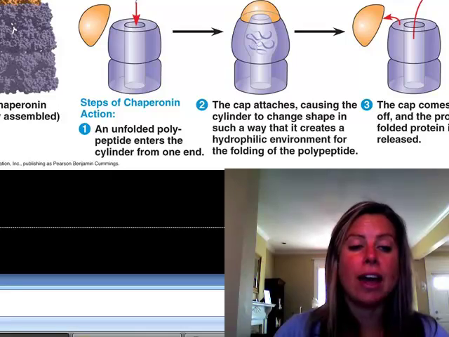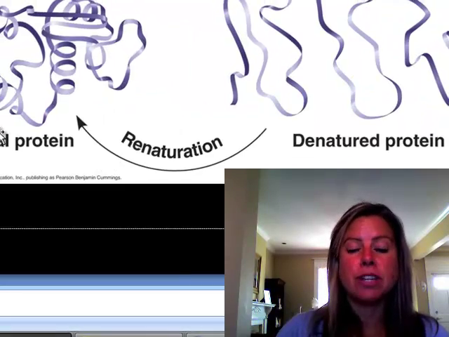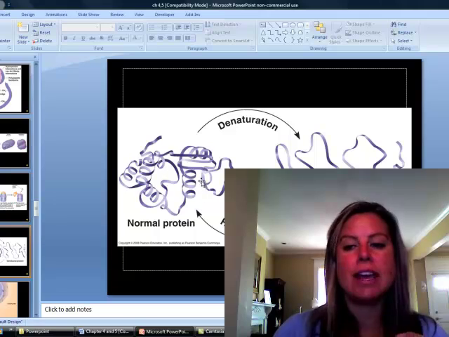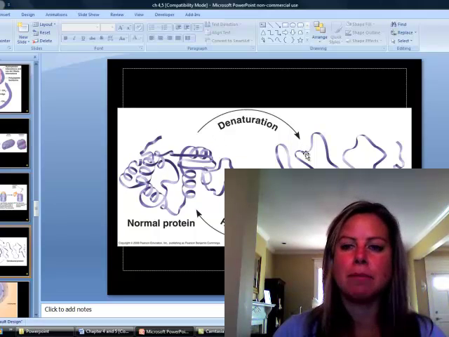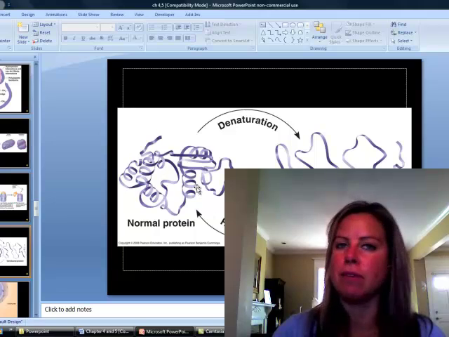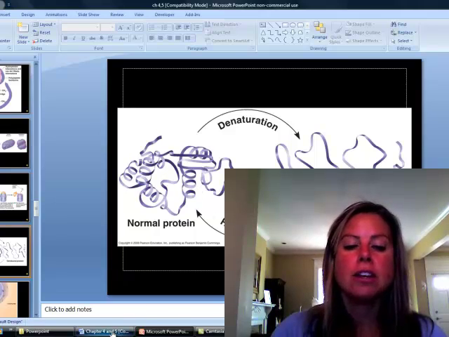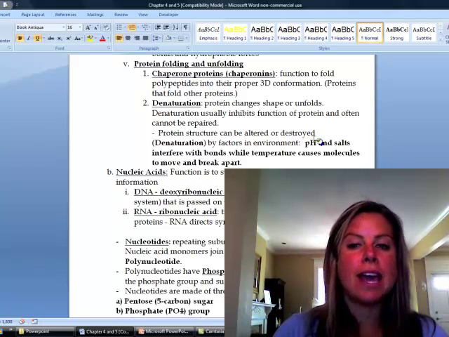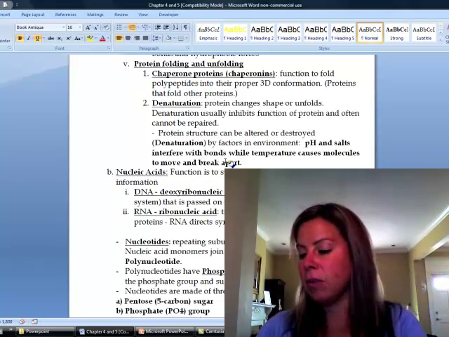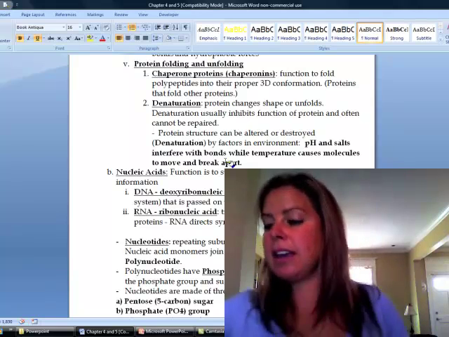And going along with that, the folded up nature of your protein, extremely important. If it unfolds, then it's not going to function correctly. And so when it unfolds, we call that denaturation. Most of the time, a denatured protein cannot be refolded back. Okay, so let's talk about what types of things would cause that to happen. pH and salts can do that, and the way that they can do that is like this.